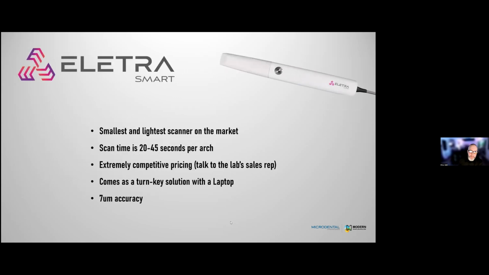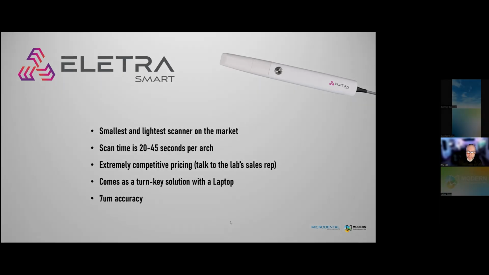Here's our scanner. It is the smallest and lightest scanner on the market. What you see on the screen there is quite small. It is very easy to manipulate, it's very light, and it's usually one of the easiest scanners to use on a patient because it's so small. Scan time, like I showed you, is 20 to 45 seconds per arch, and it comes as a turnkey solution with a laptop. So as soon as you get it, it is ready to go, preloaded with the software, and we do a couple 2-hour trainings or 1-hour training, depending on what you're getting into. And it also is 7 micron accuracy, so it's right in line with everything else on the market.